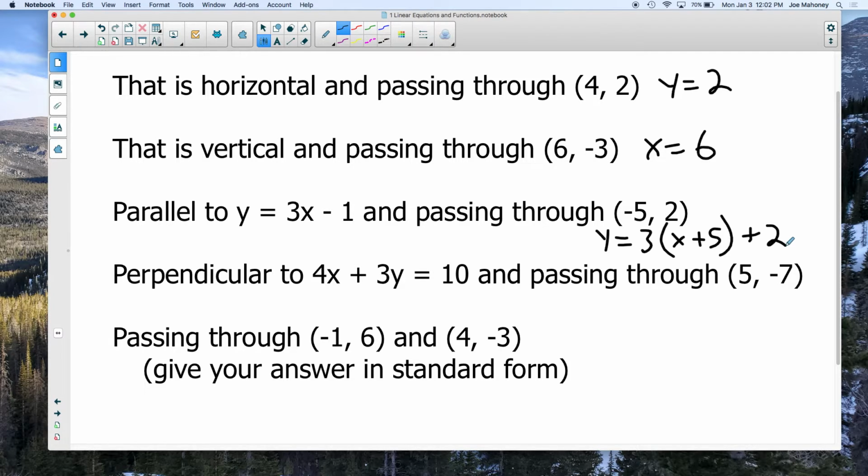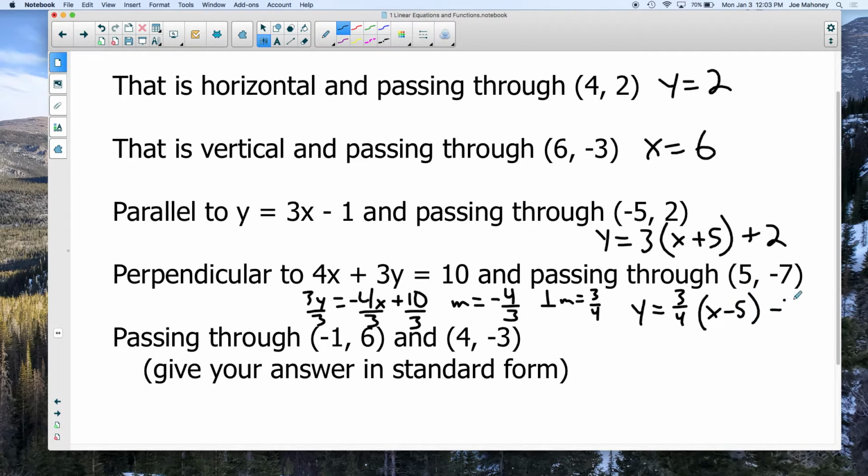The next one is perpendicular to this line here. It's in standard form. If I put it in its slope intercept form or gradient intercept form, I can find the slope. So if I subtract the 4x, I get 3y = -4x + 10. Then if we divide both sides by 3, and I really don't care what the y-intercept is, I just want to know that the slope or the gradient is -4/3. Now, perpendicular lines have opposite reciprocal slopes. So my perpendicular slope is 3/4. Remember that symbol for perpendicular, the upside down T? So now our equation is going to look something like this: y = 3/4 times (x - 5) - 7.